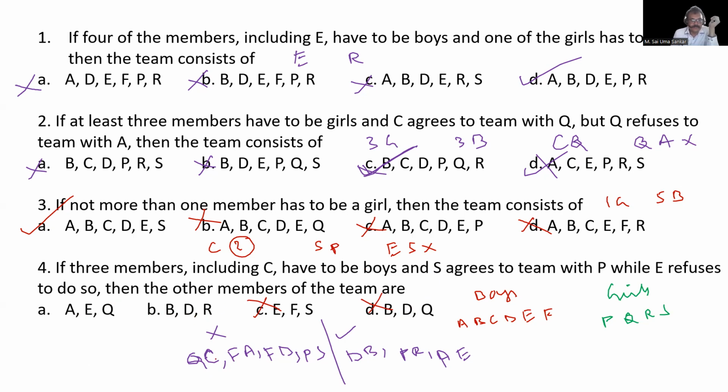Next, AEQ, 2 members is there. Next, E and S cannot go with each other, so leave it. BDR, including C, that is also valid. Now if D is there, B is there, valid. A is there, E is there, and R, and P must be required. So cancel this one. Option A is the correct one.